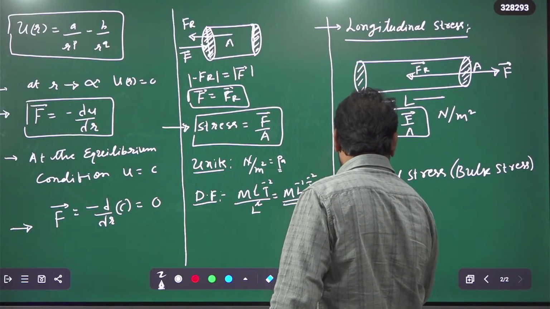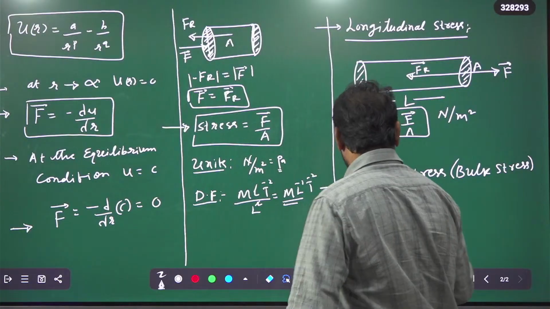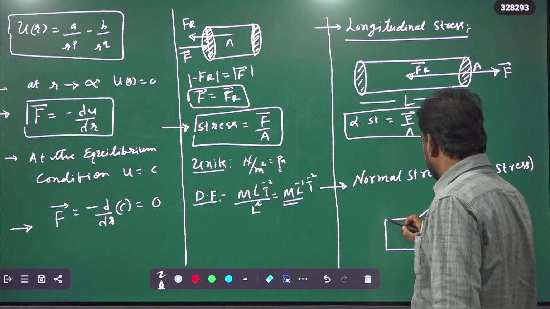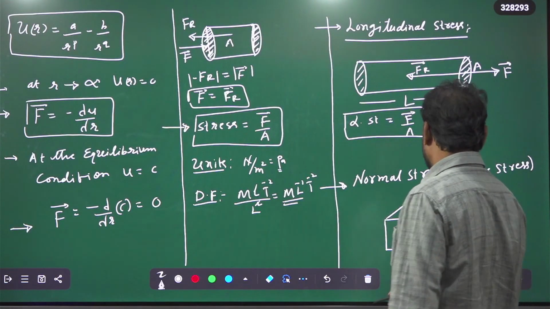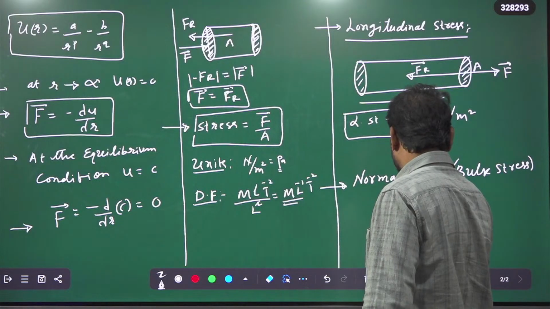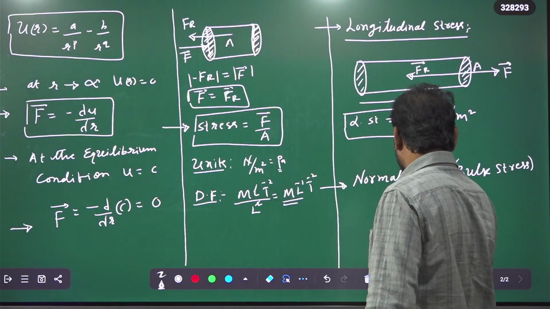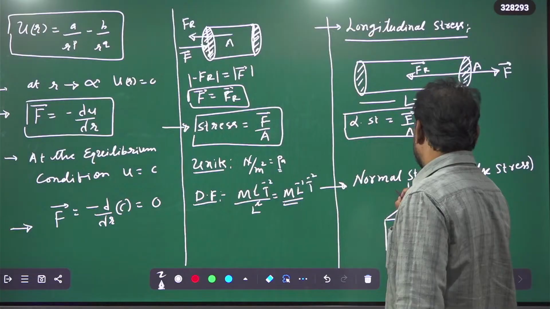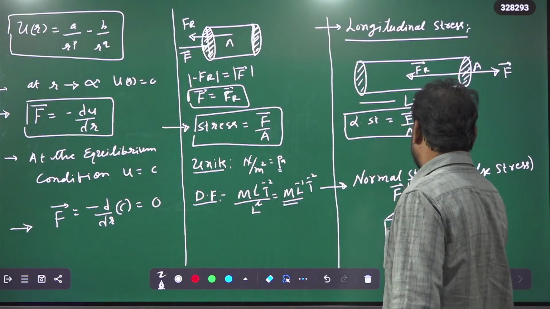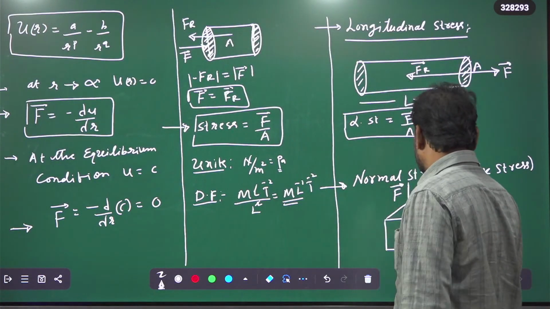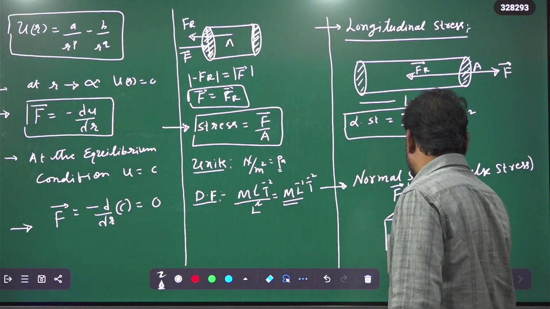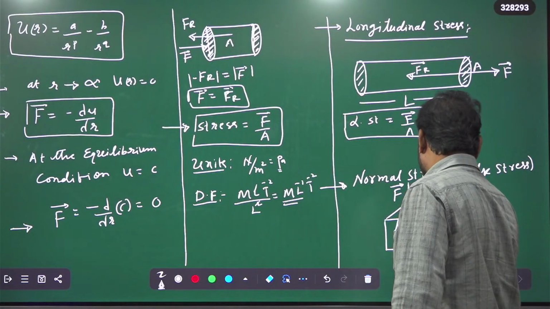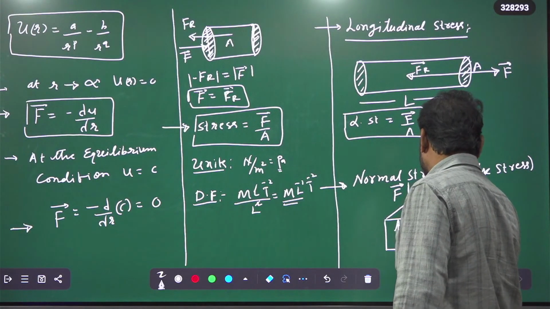Suppose consider an object. This is an object like this. I have applied some amount of force on it. The area of the cross section is A. F amount of force will be applied on this object. Restoring force will be acting in the opposite direction of our applied force. This is called FR. FR means restoring force.